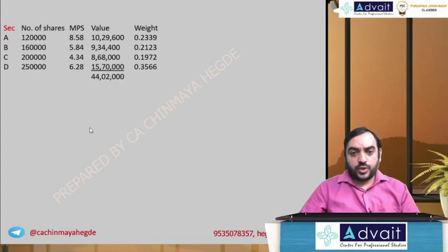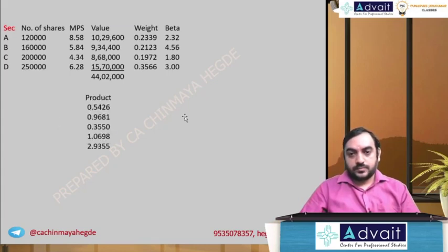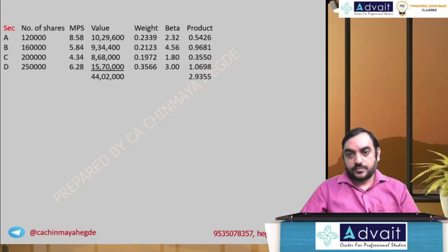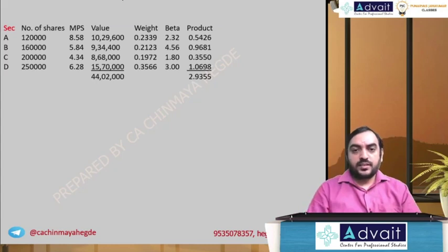So beta, what do we get? I hope I'm showing the weights and you're able to calculate. Beta is given, so we'll do a product. I think 2.9355, that's what we get.